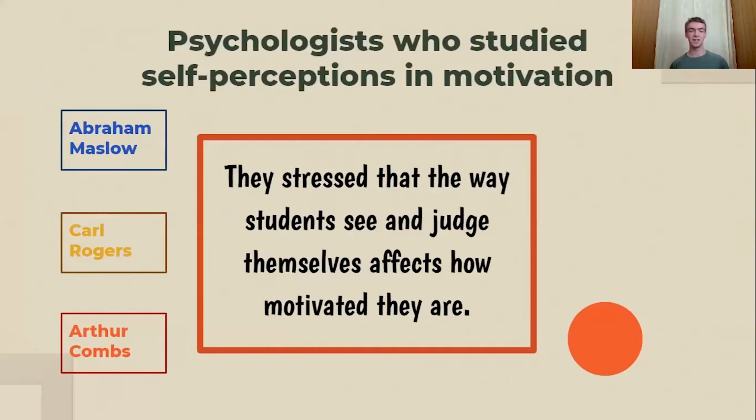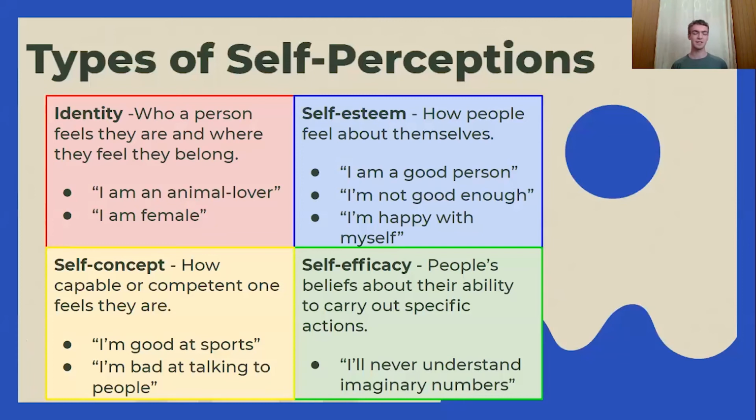So there are 3 psychologists mentioned in the textbook who specifically studied self-perceptions in motivation. Those are Abraham Maslow, Carl Rogers, and Arthur Combs. And basically, they explained that how students see and judge themselves affects how motivated they are. So the textbook listed 4 main types of self-perceptions.